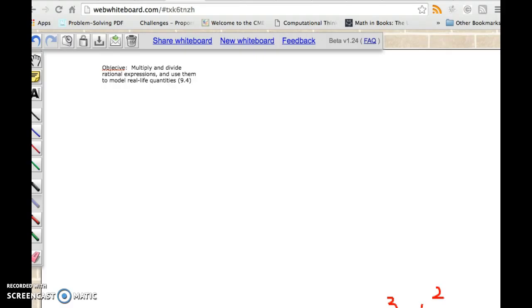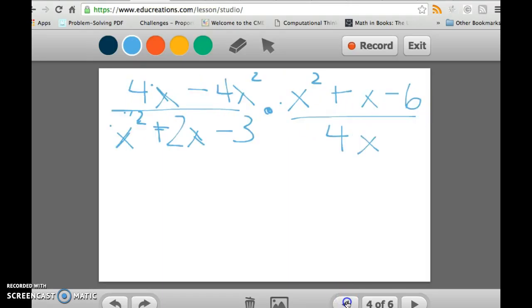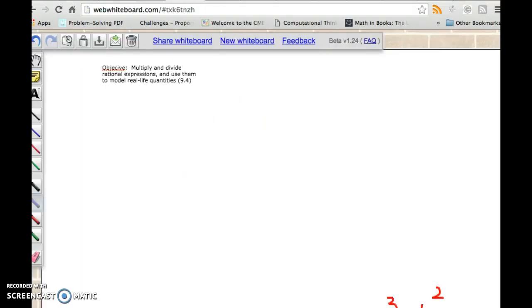I'm going to be tabbing back and forth mostly on these two tabs. I've got a few problems set out. I'll be mostly on this Educations tab, but I will occasionally go back to this Web Whiteboard tab. So again, there's your objective, and we're going to get straight to it and start multiplying and dividing rational expressions.